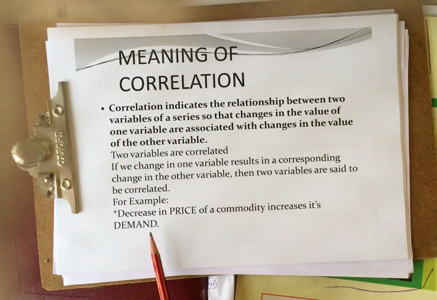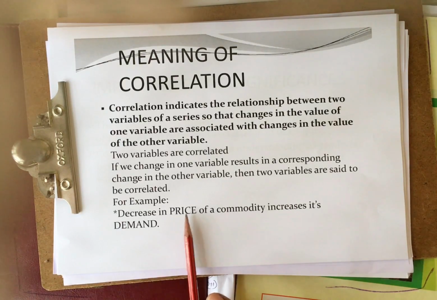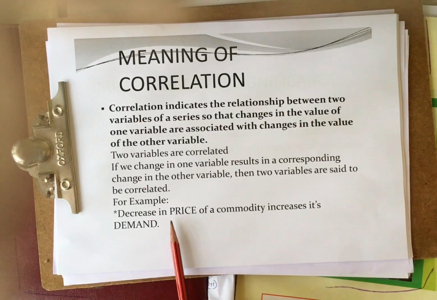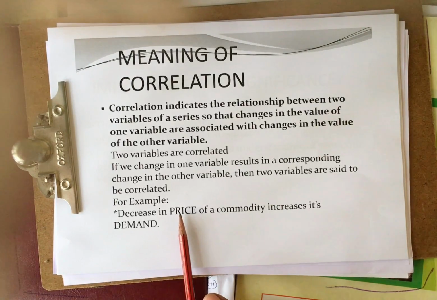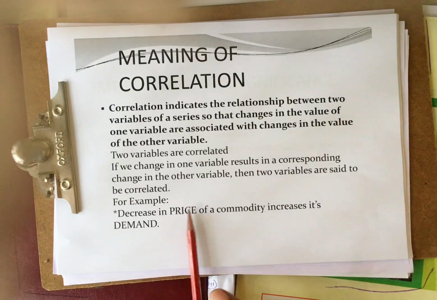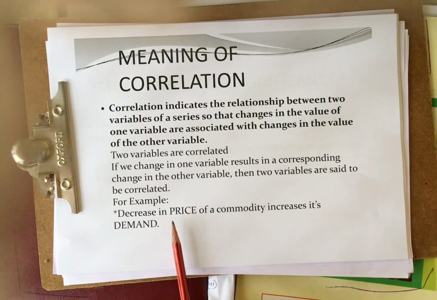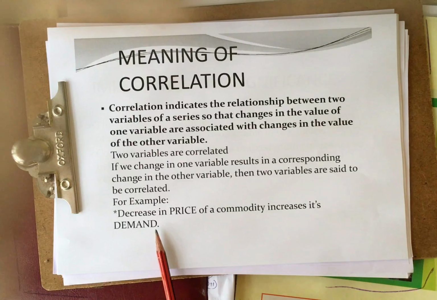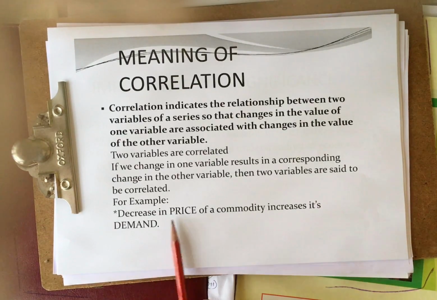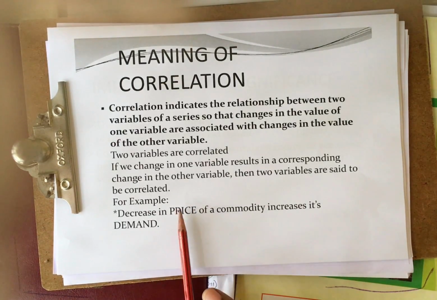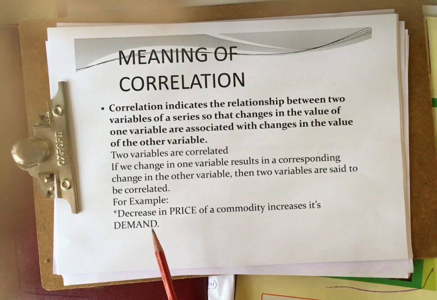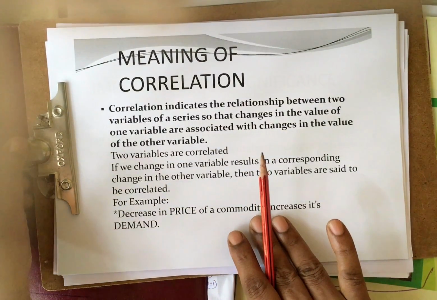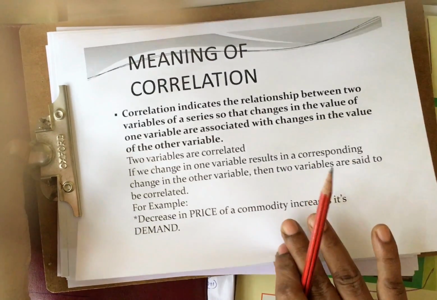Here an example is taken: the price of a good and the demand for the same good. Whenever there is a change in the price of a good, the demand for the same good will change. If the price is high, demand is low; if the price is low, demand for the same good is high. There is an inverse relation, but still there is a relation between the price and the demand of a particular good. That's why such two variables are studied in correlation. Some more examples we can study one by one.